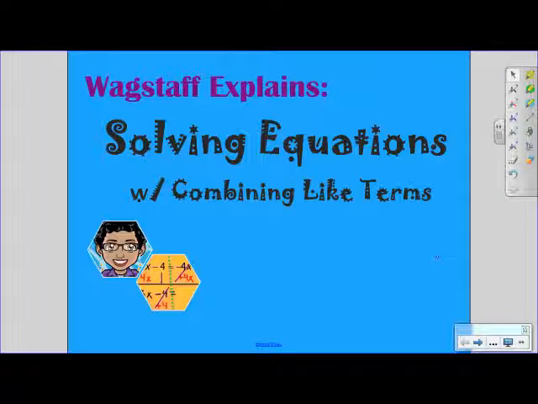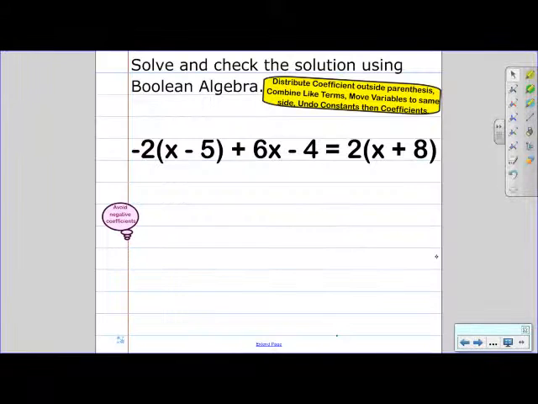Today's topic, solving equations with combining like terms. Let's take a look at our question. So here we have an equation, and notice that there are variables on both sides. Notice that we have parentheses, so we'll be using distributive property. And notice that we also now have two variables on the same side, so we will need to combine like terms. Since we are solving equations, we do want to make sure that we keep our equation balanced. So let's draw a line where our equal sign is so that we can be sure to keep our equation balanced.